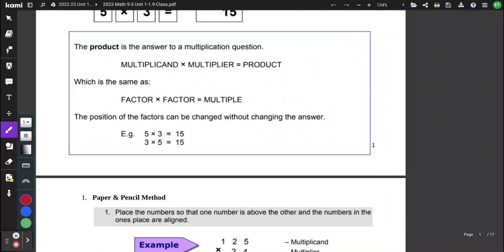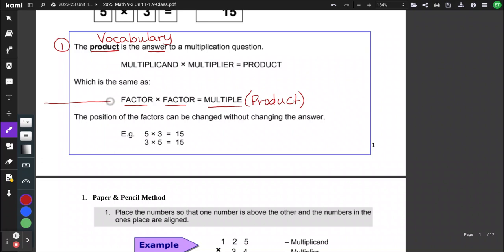So here are some vocabulary words we need to know. Vocabulary just means words we need to know. The first one is called product. The product is the answer to multiplying. So we get a multiplicand times a multiplier equals product. Or what we get is factor times factor equals multiple. Multiple is the same thing as product.